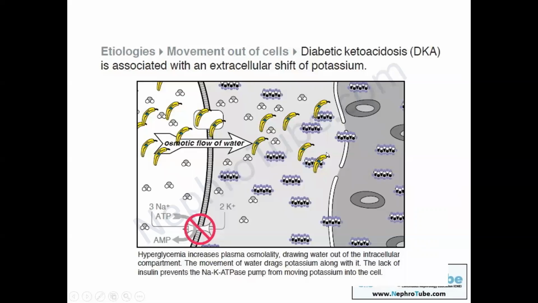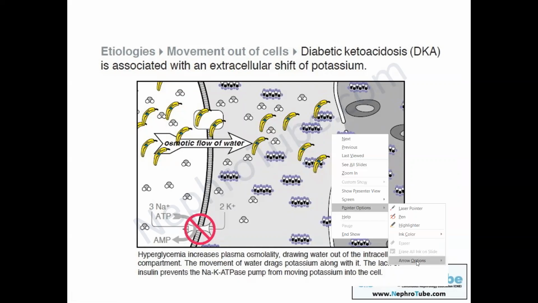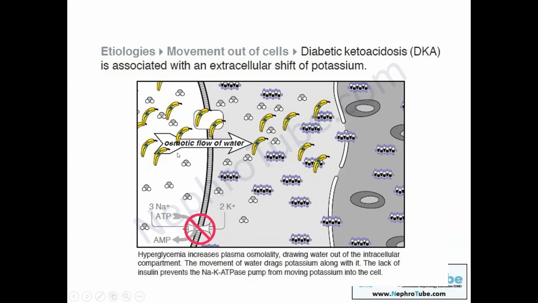Also, if there is lack of insulin, there will be hyperglycemia, which will increase the tonicity of the extracellular part and will osmose water from the intracellular compartment. So in both cases, there will be osmosis and flow of water from the intracellular compartment to the extracellular compartment. The movement of water by a mechanism called solvent drag will drag potassium with it out of the cell. So movement of water by osmosis, secondary to increased osmolality of the extracellular compartment, will drag potassium with it to the outside.